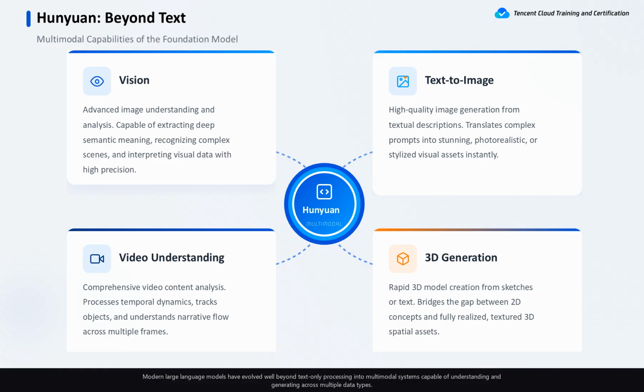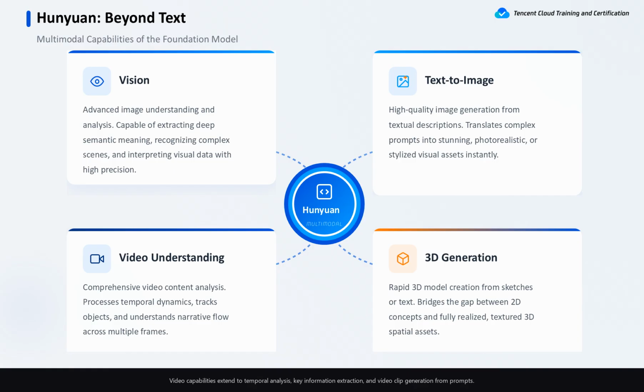Modern large language models have evolved well beyond text-only processing into multimodal systems capable of understanding and generating across multiple data types. Tencent Hunyuan's multimodal capabilities span image, video, and 3D content modalities. On the image side, Hunyuan supports both image understanding, analyzing visual content and answering questions about it, and image generation, creating high-quality visuals from text descriptions.